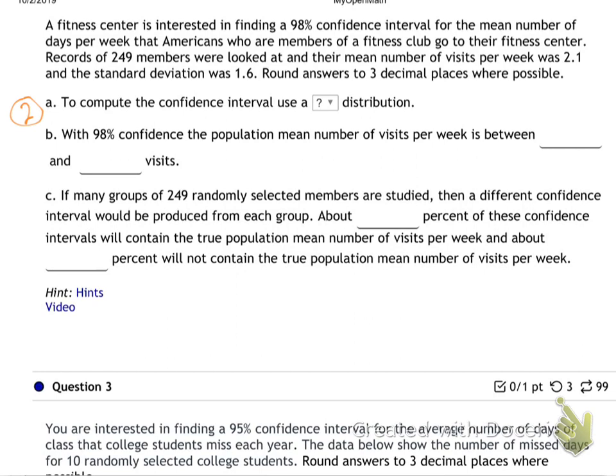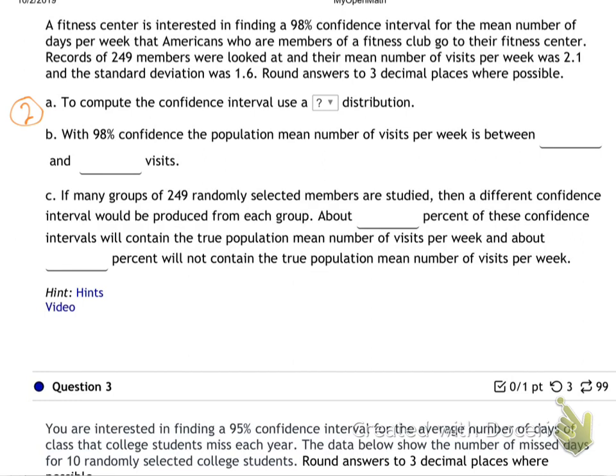The fitness center is interested in finding a 98% confidence interval for the mean number of days per week that Americans who are members of a fitness club go to their fitness center. Records of 249 members were looked at, and their mean number of visits per week was 2.1, standard deviation 1.6. Round answers.